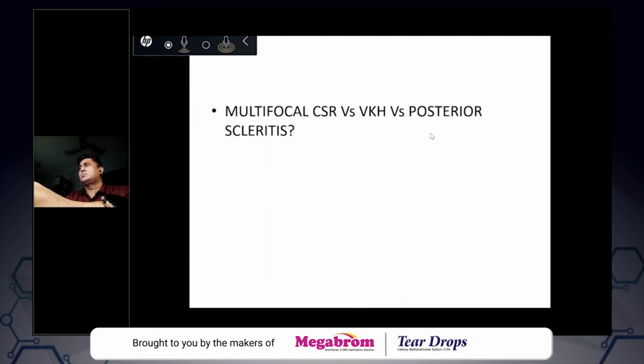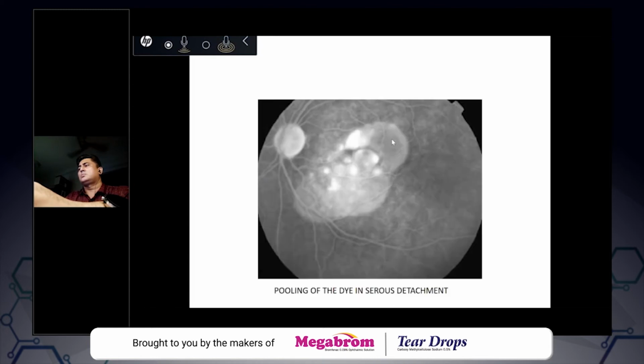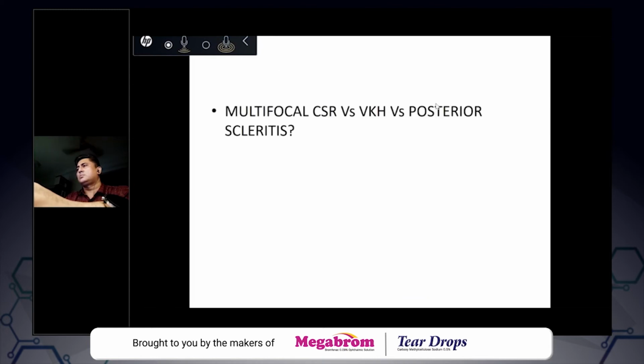Another condition which produces similar findings, serous detachment and multiple pinpoint leaks, is called posterior scleritis. Of course, you will have clinical evidence. There will be pain for the patient, and when you do an ultrasound, you will get a T sign. So there are many conditions which will present with serous detachment.